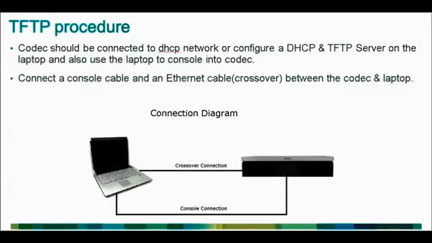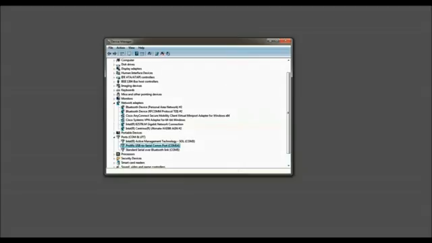I'm going to connect the laptop directly to the codec and assign a static IP on the laptop, and that's how I'm going to recover the software. In my case the COM port is COM14. So I've opened up a PuTTY session. I'm going to use the same COM port. The default baud rate is 38400, and I'm going to access the codec now.